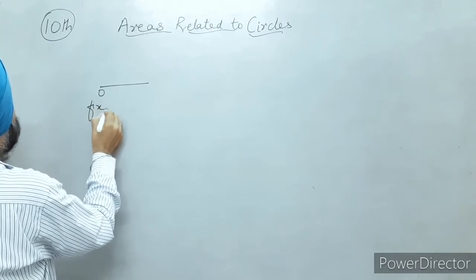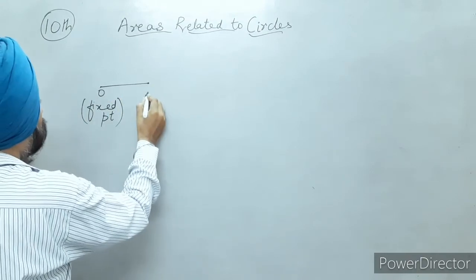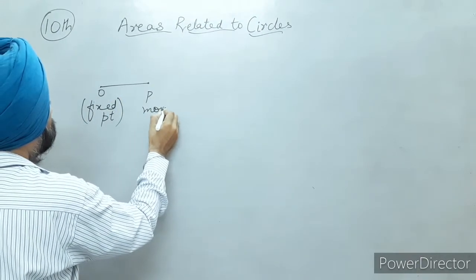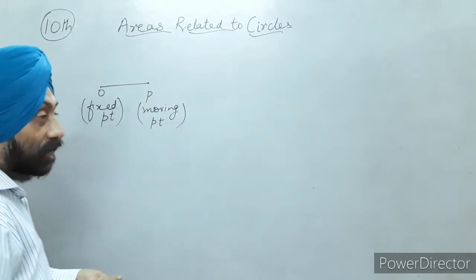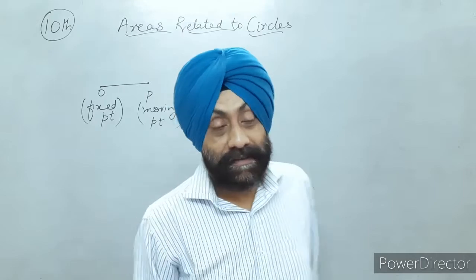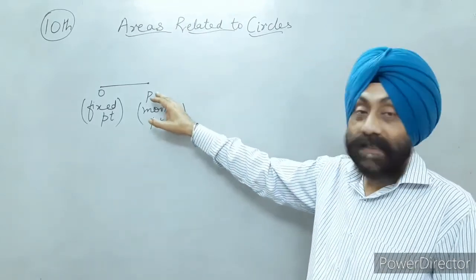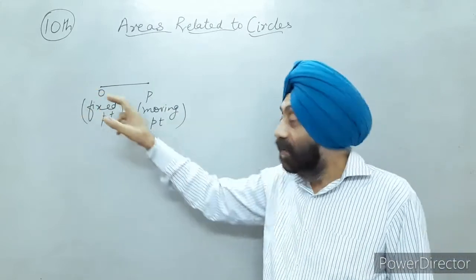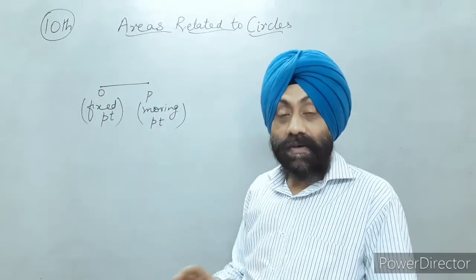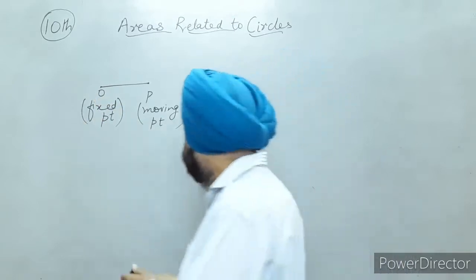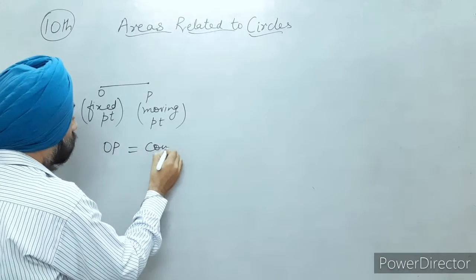There is a fixed point O. P is a moving point. Then we define circle as the path or a curve traced by a moving point P such that its distance from a fixed point always remains constant. That is, the distance OP is constant. It does not change.